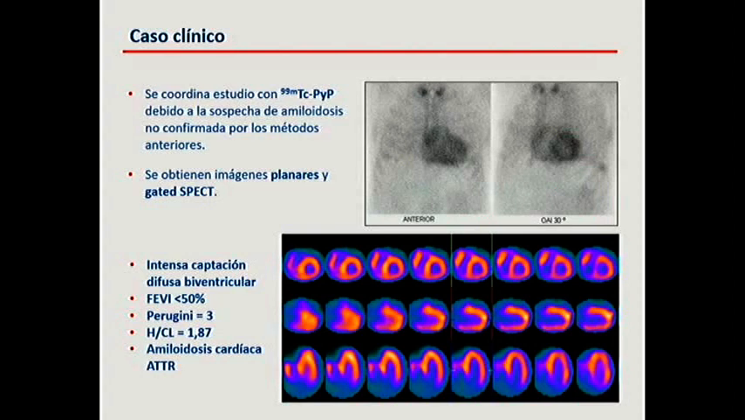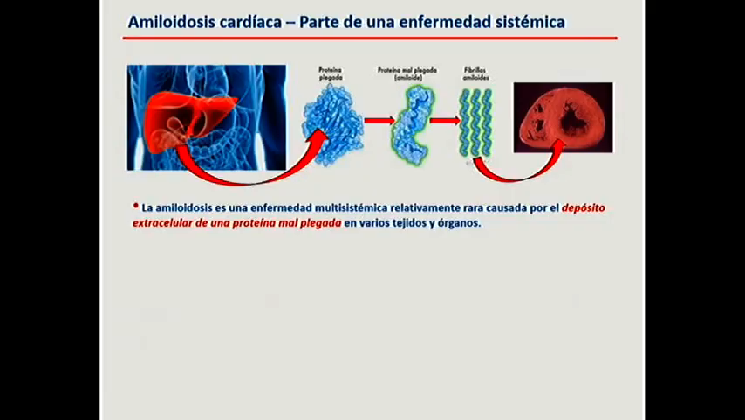There was a biventricular diffuse intense uptake, and we gated it, which means that this was like conducting a triggered perfusion study. The ejection fraction was the same as the MIBI, and the Perugini score, we're going to talk about this, and a heart to thoracic index against the lateral of 1.87, which was cardiac amyloidosis.